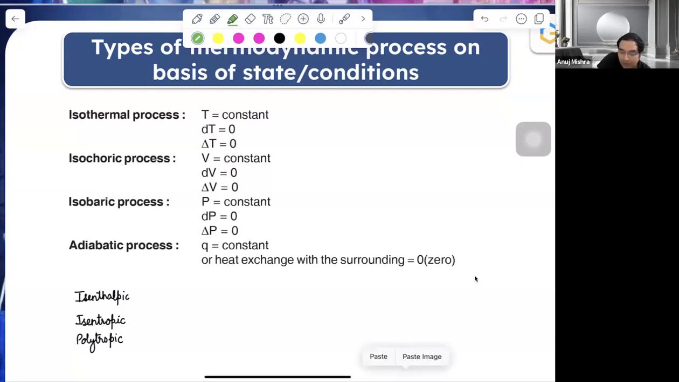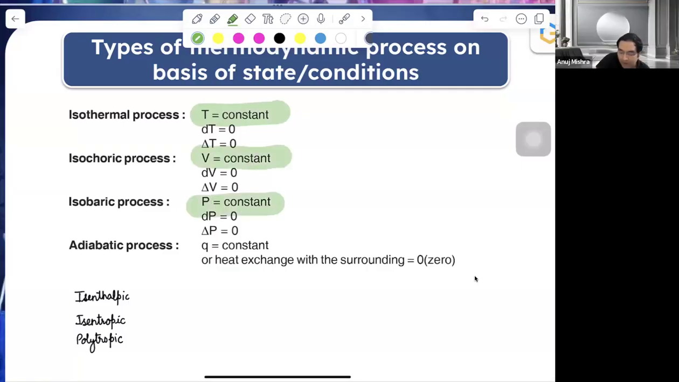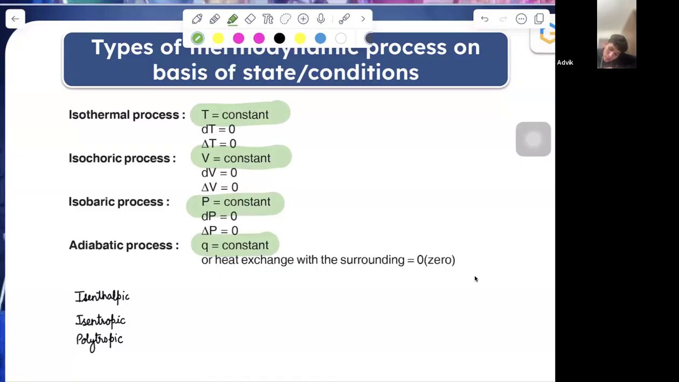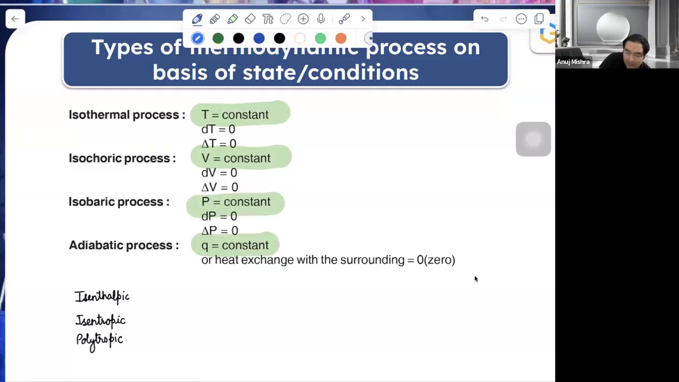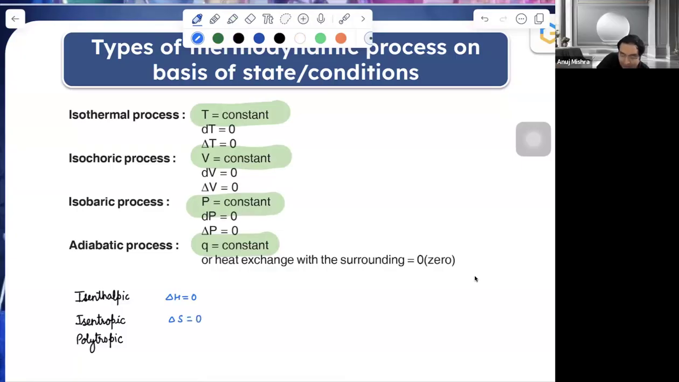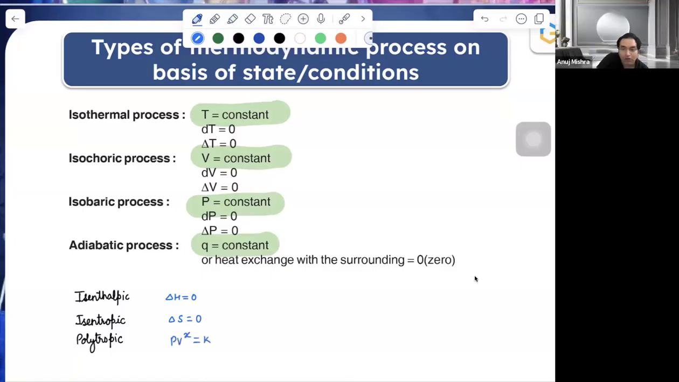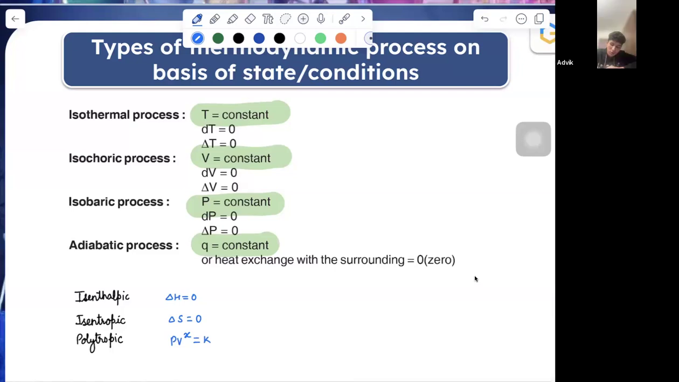So isothermal means what? T constant, temperature. Isochoric means V constant. Isobaric means P constant. Adiabatic means Q is constant. There's no heat exchange with surrounding. Q exchange with surrounding is 0. And isenthalpic means delta H is 0. Isentropic is delta S, entropy is delta S. Okay. And polytropic is PV power X is constant. So these are different processes. Any difficulty in this? No sir, I'm done till here.